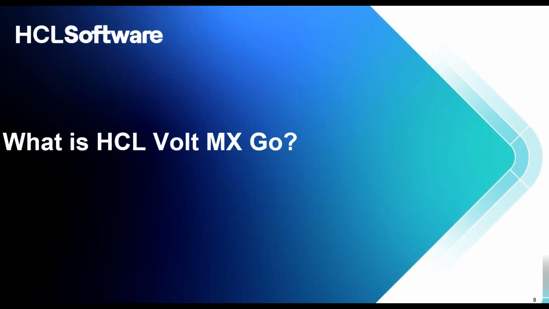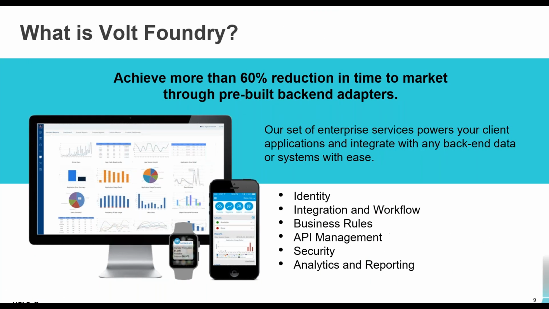So what really is Volt MX Go? Well, Volt MX, to begin with, is based on two pieces of software that we put out. One of them is Foundry and one of them is Iris. Foundry really is the bread and butter here. It's a server that sits in your network that allows you to connect your end user applications to your backend resources. It does this through identity services, integrations, different business rules, API management, security. We also have analytics and reporting to kind of see how your applications are working and being used by your end users. We want to make sure we have security here going back and forth to your backend applications. And I'll touch base on that a little bit more when we talk about the identity services there.